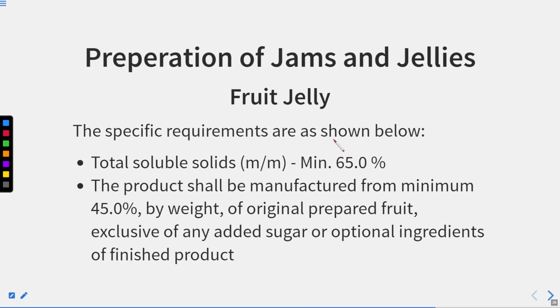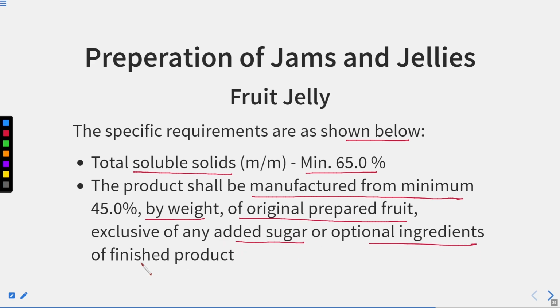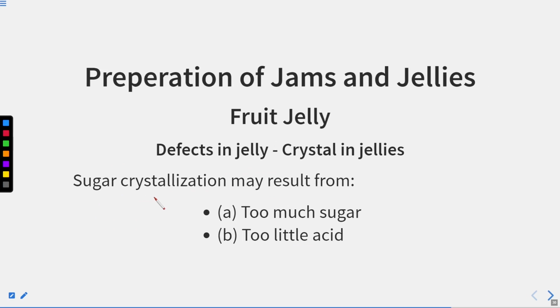The specific requirements for the preparation of jelly are shown below. Total soluble solids minimum 65%. The product shall be manufactured from the minimum 45% by weight of original prepared fruit, exclusive of any added sugar or optional ingredients of the finished product. So 65% total solid is there, but it becomes 45% after the preparation.